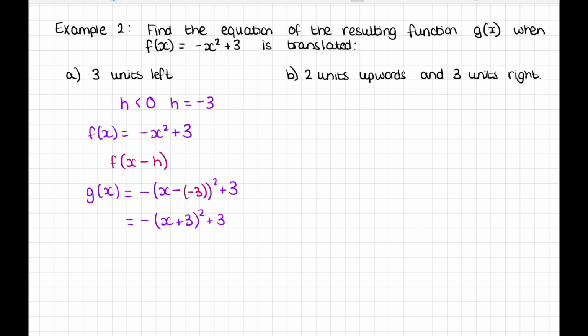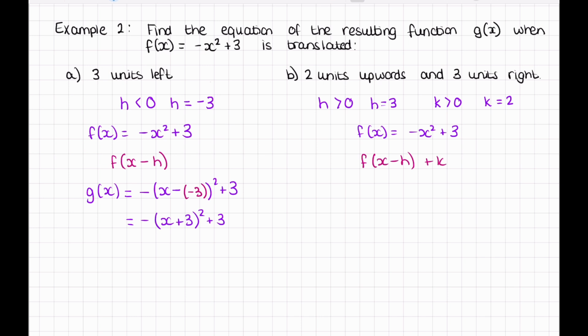Now for part B, 2 units upwards and 3 units to the right. So for 3 units to the right, our h has to be greater than 0, which means our h will equal 3. And then we want 2 units upwards. For upwards, our k is going to be greater than 0 as well, which means our k will equal 2. Now let's start with our original function here. So we'll have f of x minus h plus k. It's kind of the general translation form.